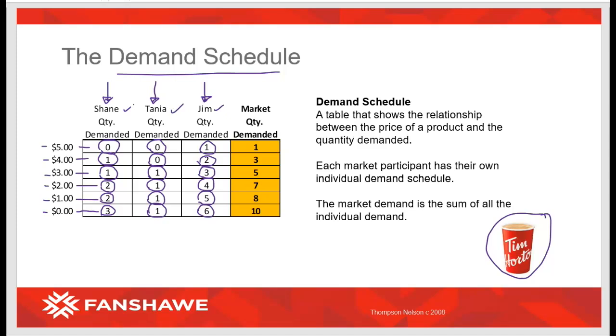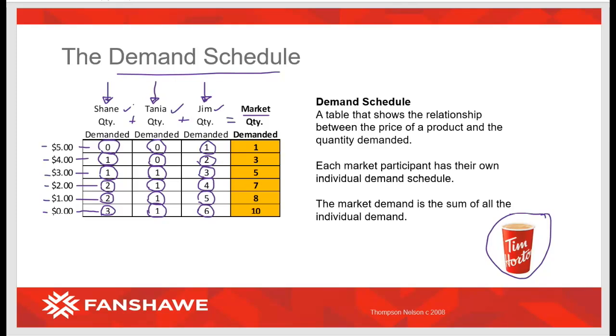We all like coffee in a different way, and all of us are willing and able to buy Tim Hortons coffee, but just differently. So if I want to think about the market, then what I'm doing is I'm adding up all of the people in the market and their own personal individual demand schedules. So if we take my demand schedule and Tanya's demand schedule and Jim's demand schedule, we add it all together, we get the market demand schedule.